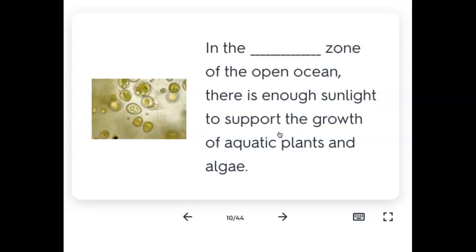The surface zone is going to be the only zone of the open ocean where there's enough sunlight that the growth of aquatic plants and algae will be supported. So the surface zone is going to be the only area where you've got that sunlight, and thereby you're going to also have algae and aquatic plants.